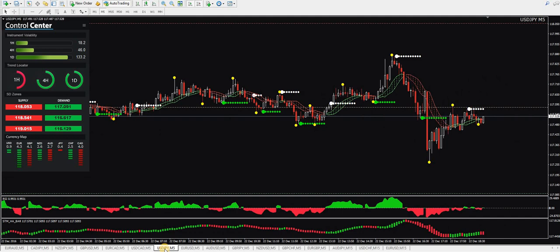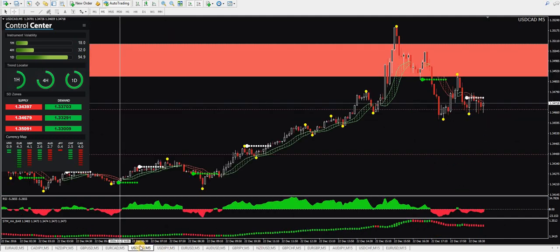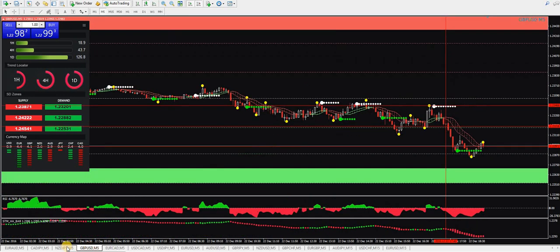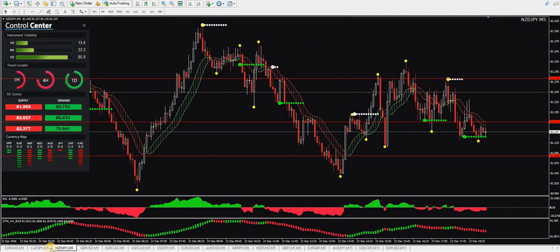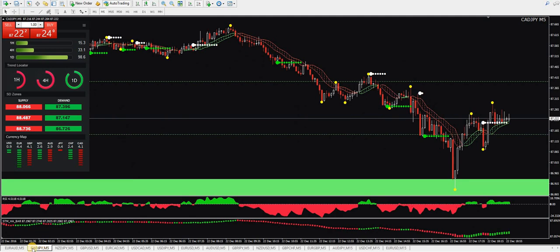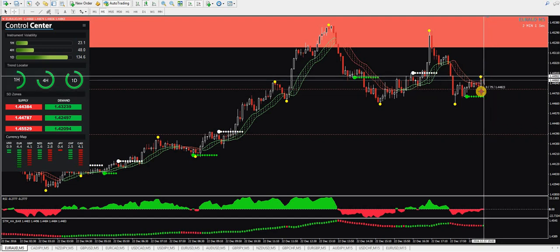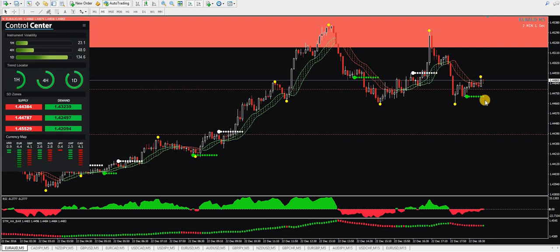Let's just do a quick peek through some of these other pairs here. This trade right here obviously has the highest potential of turning into something, but like I said, we're at lunchtime now and things are most likely going to slow down, so it is what it is.